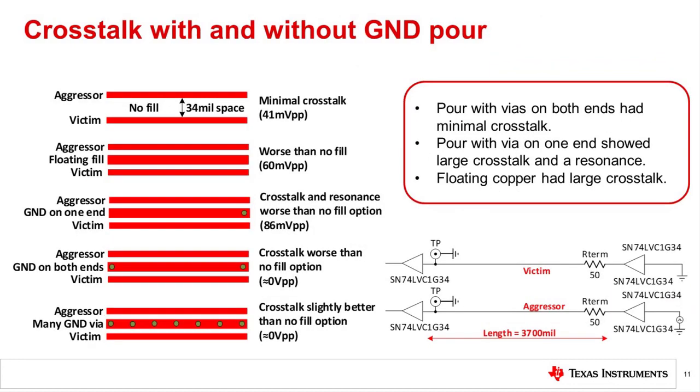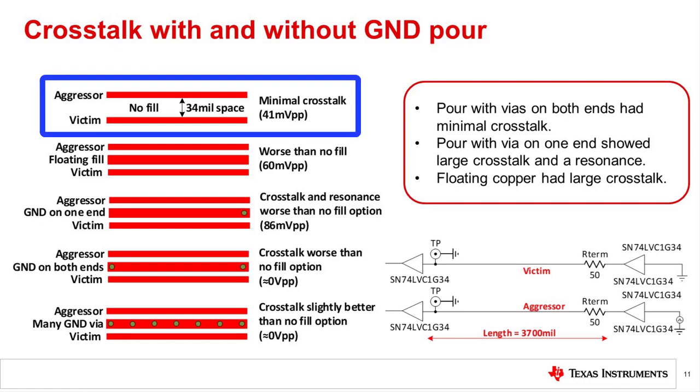To prove the importance of stitching vias on ground pour, I did multiple experiments. For each experiment, the circuit and layout were the same, except different copper fills were used. First, the fill was eliminated and the space between the trace was 34 mils and the length of the trace was 3,700 mils. For the no fill configuration, 40 millivolts peak to peak of crosstalk was measured.